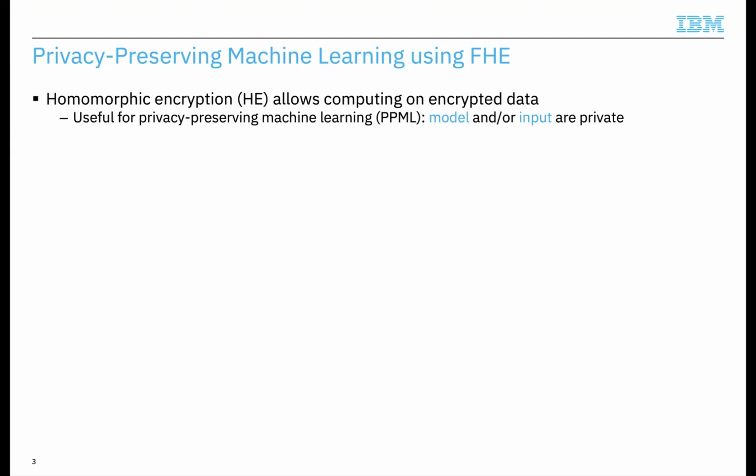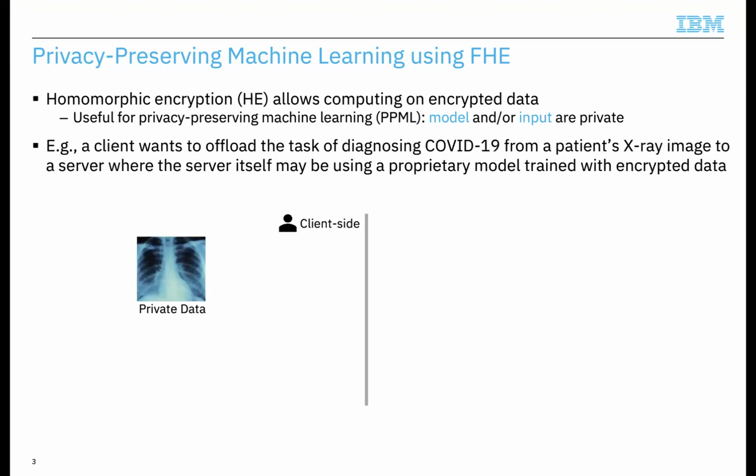What is privacy-preserving machine learning? Using homomorphic encryption, or HE, we basically consider a client and a server. So there's a client side and a server side on the right. So let's say the client wants to run inference on some private data. For example, this could be a hospital being a client. They want to run inference on patient X-ray images, and they're offloading the inference job to a third-party server, which they don't trust. So how can one use FHE for this?